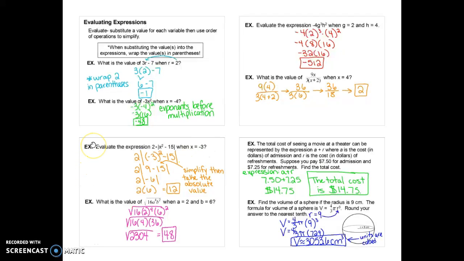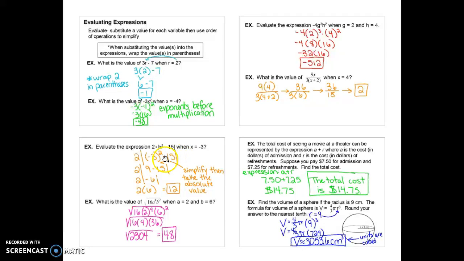All right, down here at the bottom, evaluate the expression. I have 2 times the absolute value of x squared minus 15. I want to evaluate this for when x equals -3. So again, I'm going to replace everywhere I see an x in my given expression with a -3. So when I rewrite it, I have 2 times the absolute value, which is these vertical bars are absolute value. I'm going to replace this x with a -3. So this becomes -3 squared minus 15.